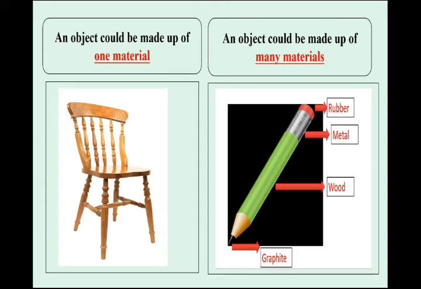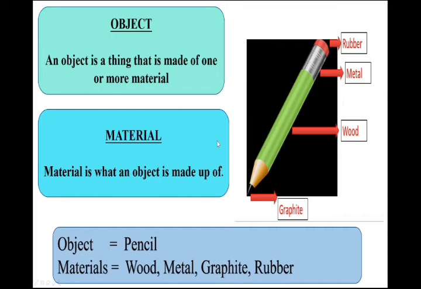Okay, I have already told you that objects could be made up of only one material or could be made up of many materials. For example, here we have a wooden chair that is made up of just one material, that is wood. On the other side, we have a pencil that is made up of many materials like rubber, metal, wood, graphite, etc. Now I believe that you have completely understood the difference between objects and materials. Here the pencil is the object and wood, metal, graphite, rubber are the materials which are used to make the pencil.